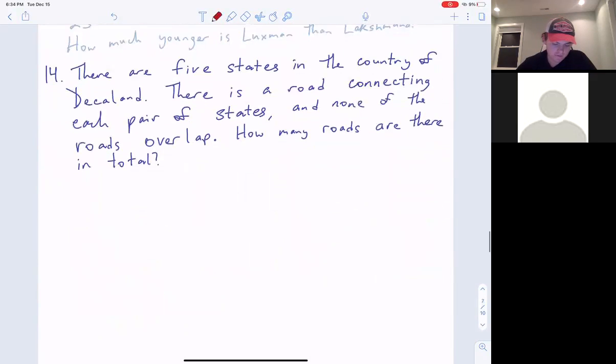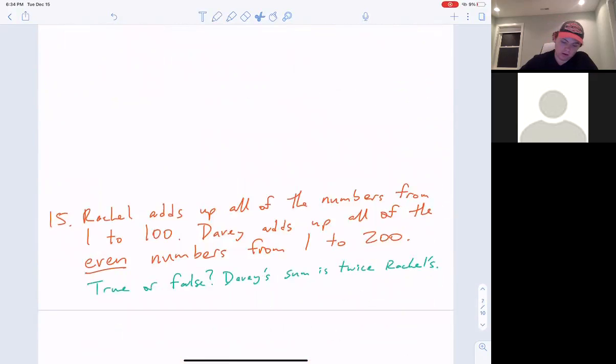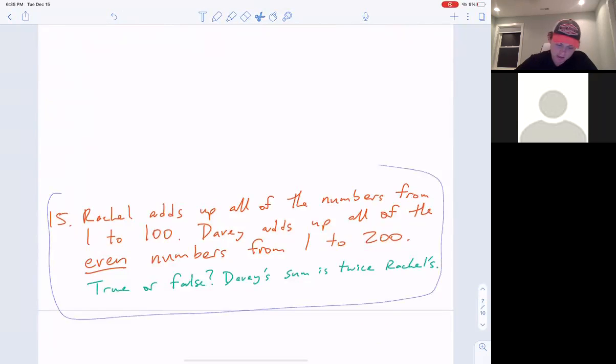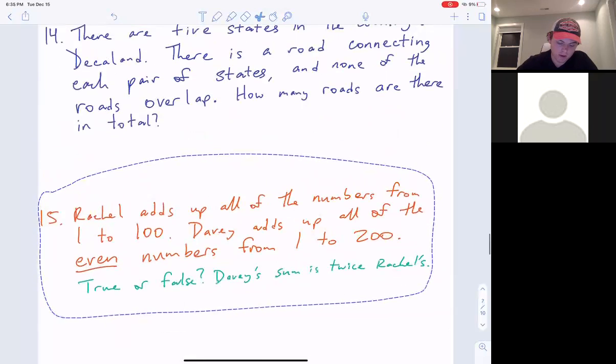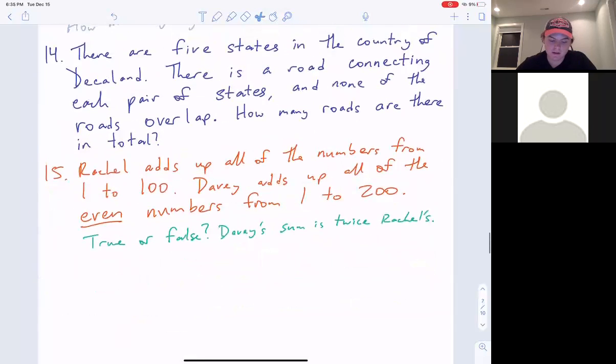Okay? 14 and 15, I think, are harder than 13 by a solid amount. So let's look at those briefly before I wrap up. 14 says there are 5 states in the country of Decaland. There is a road connecting each pair of states, and none of the roads overlap. How many roads are there in total? So what you should do is draw it. Draw all 5 states, draw roads between them, and then count the roads, because there's not actually that many. And it's hard for me to tell you a better way to do it, as long as you're in first grade, second grade, or kindergarten.